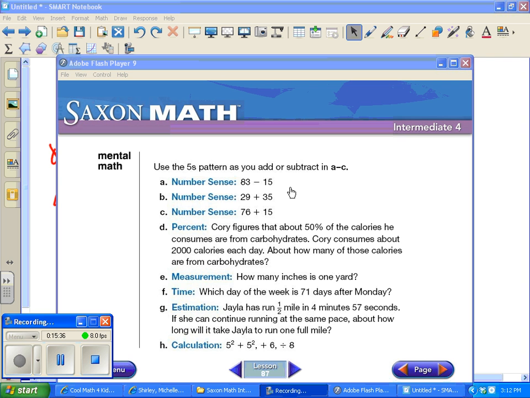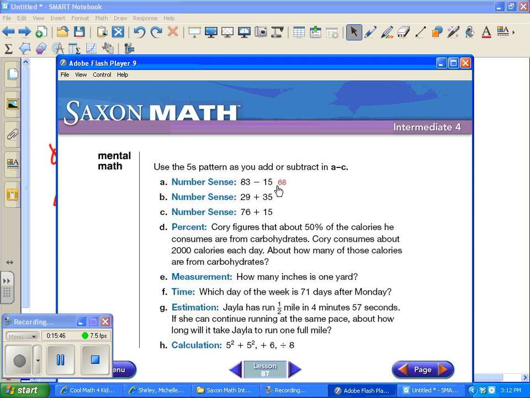Okay, so that's going to be my ones. I know 8 minus 1 is 7, but I took 1 away from that when I did the 13. So it's going to be 6 in the tens place. Okay, so 68.